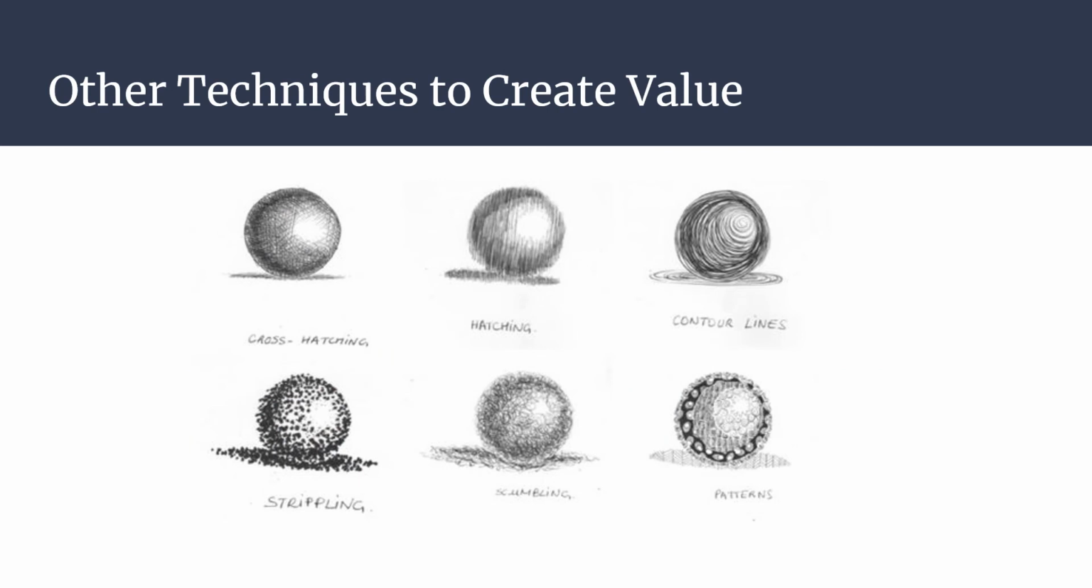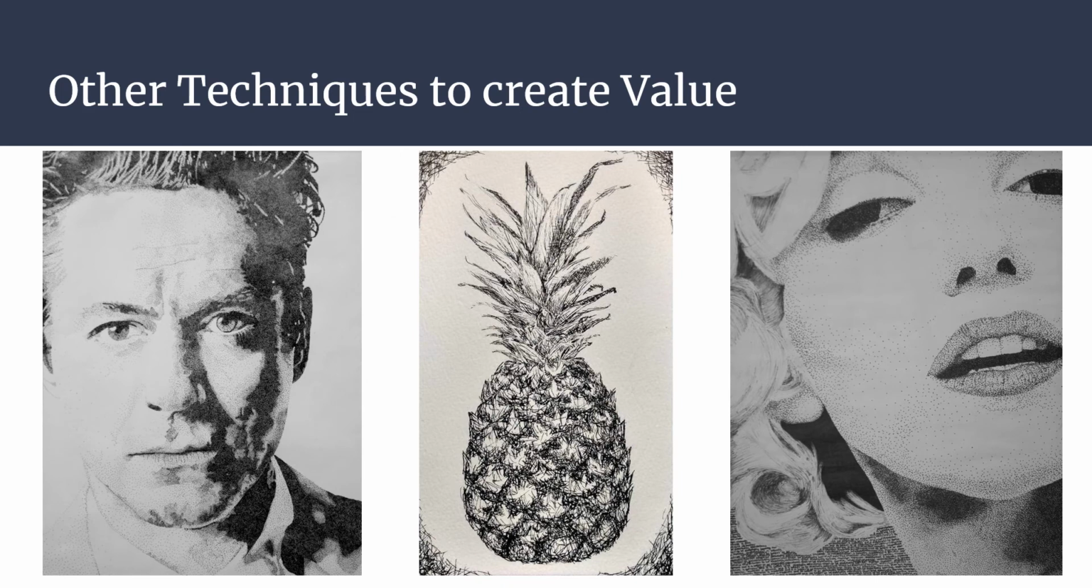All right, so like I talked about before, there's other techniques to create value besides just rendering and shading. So we have our cross-hatching, hatching, contour lines, stippling or pointillism with the dots, scumbling, which is the scribbles, or you can even use patterns, other techniques like that. So here are examples of my work and my use of other techniques to create value. So over here you can see I used pointillism, so dots. I used hatching and cross-hatching on the pineapple, and then the Marilyn Monroe is a mix of hatching, pointillism, and words as well to create value.